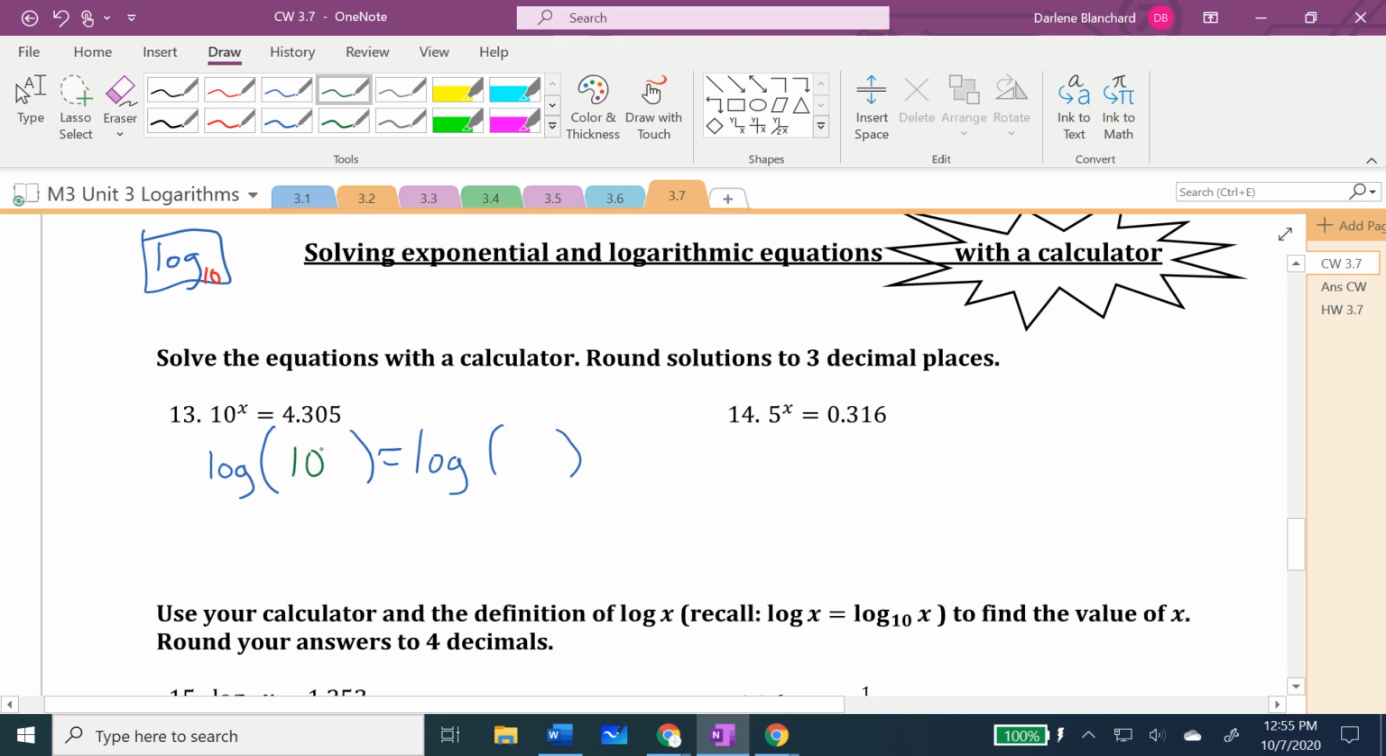And the left side was 10 to the x, the right side was 4.305. Because I understand that this is a base 10 logarithm, the log and the exponential cancel each other out and leave x on its lonesome. Then you can use your calculator to find the log of 4.305. So everyone, get that calculator out. Make sure that you know how to use it.